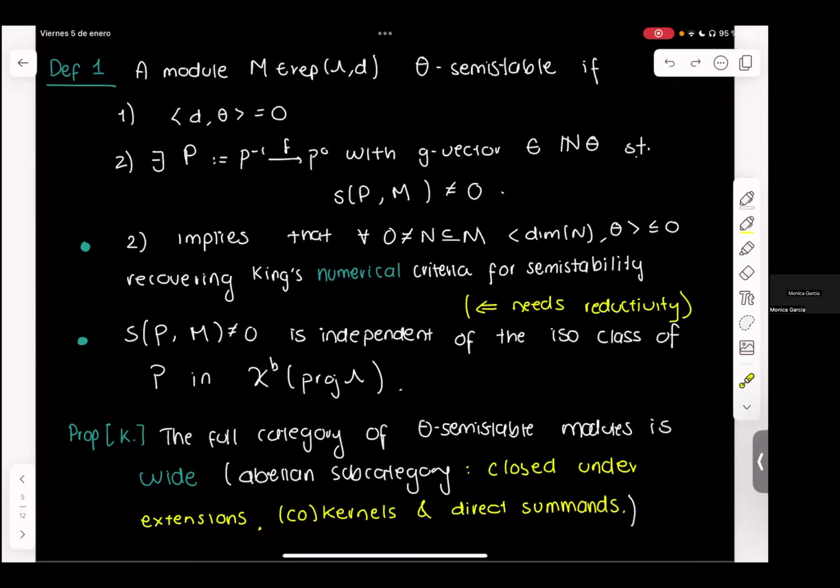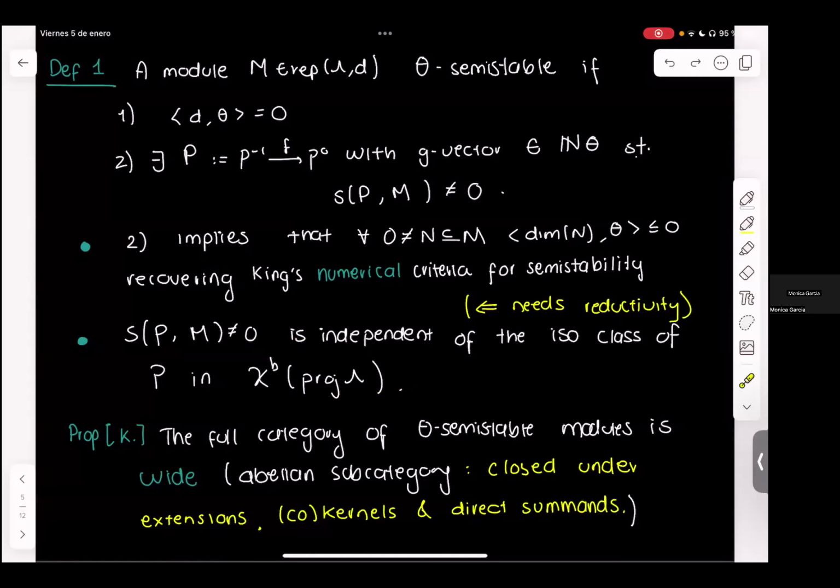Another remark that I want to make is that the fact that this quantity is non-zero is independent of the choice of P in the space of complexes up to homotopy. That said, if I take another representative of P in the iso class of P inside of this category, this thing has to still be different than zero.